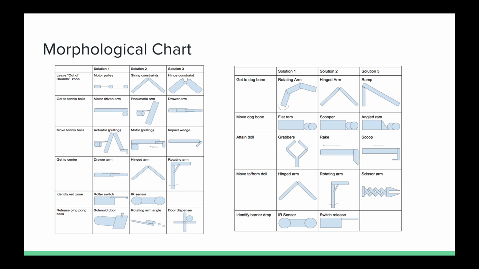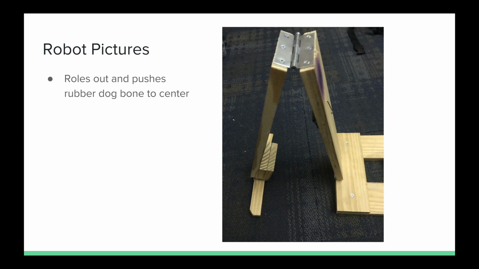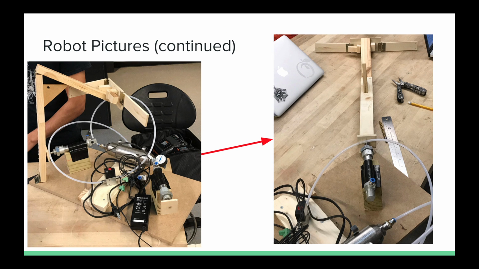For example, a few solutions to retrieving the tennis ball are an impact wedge that extends out and rakes in the balls, extending an arm out and using a motor to pull the balls back in, and controlling an extended arm to expand and contract via an actuator. So as y'all can see here, we have our dog bone pusher pictures, and it's mainly just to give you an idea of what we're doing. And on this second slide, you can see what we're doing for our tennis ball retriever. We're just simply throwing an arm out and pulling it back a little bit.